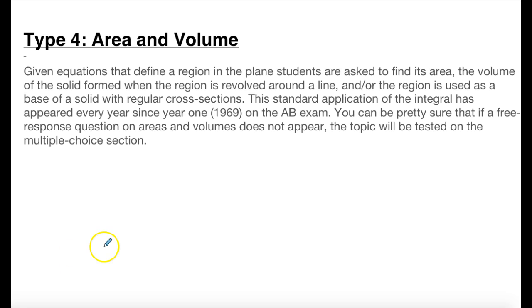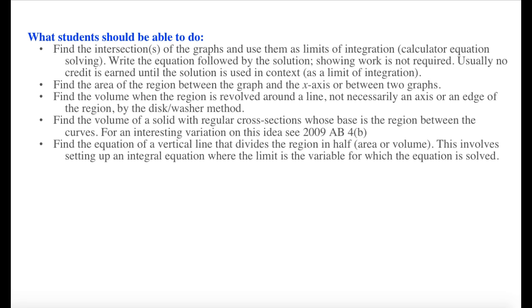All right, next type of free response question, area and volume. This is the one that we've done most recently. So hopefully these are fresh in your mind. What you need to be able to do for these are find intersections of graphs and use them as our limits of integration.